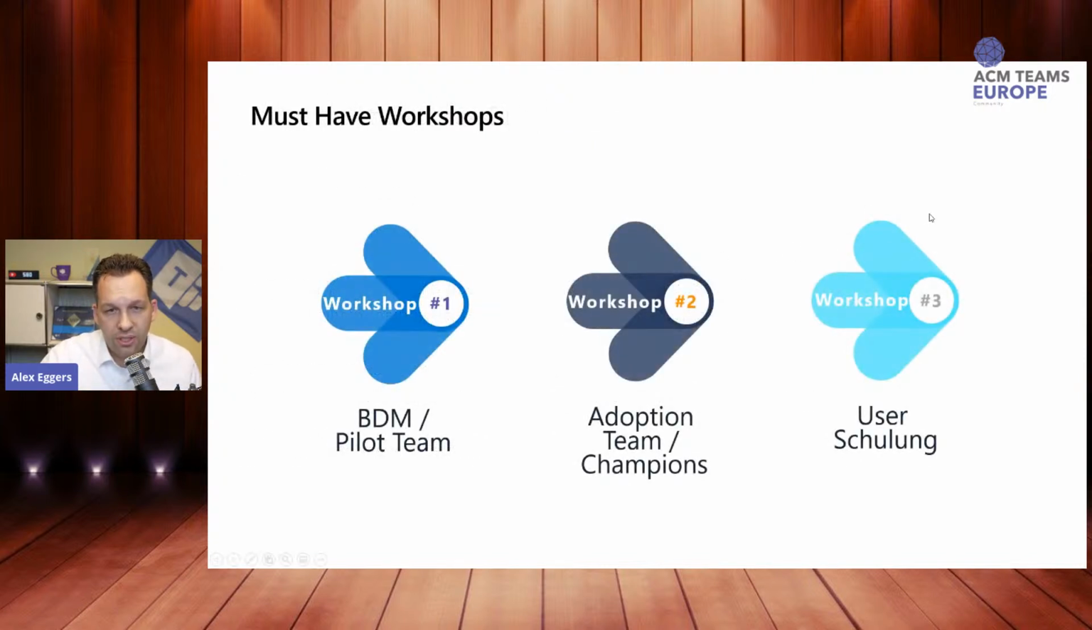Okay, how do you do this? We have some must-have workshops. First of all, we talk about the BDM workshops, so the business decision makers. These are the people who are in the lead, and they need to know what happens when you adopt Teams, especially Teams. They need to know. And then we have, of course, the champions team, the adopting team.